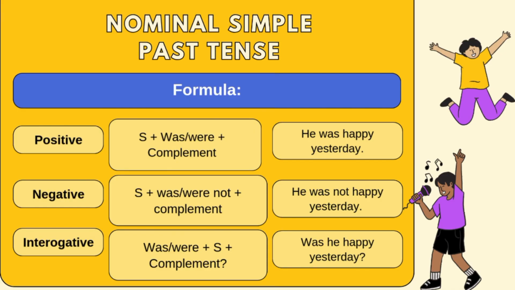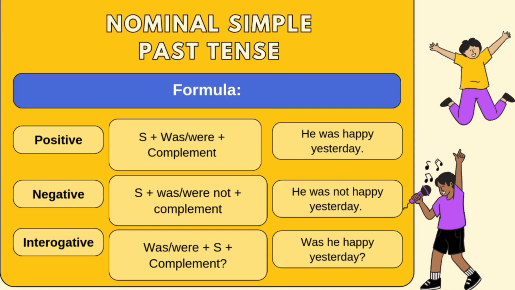For example, he was happy yesterday. I was tired after the exam. They were at the beach last weekend. So basically, you're just describing how someone was or where someone was in the past.